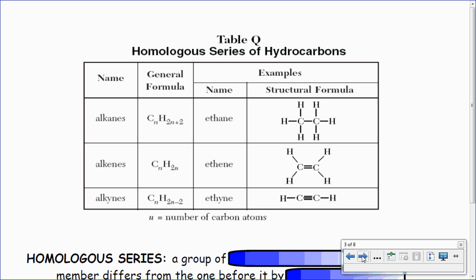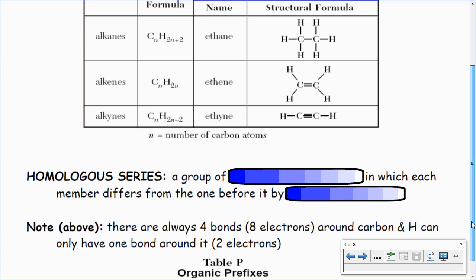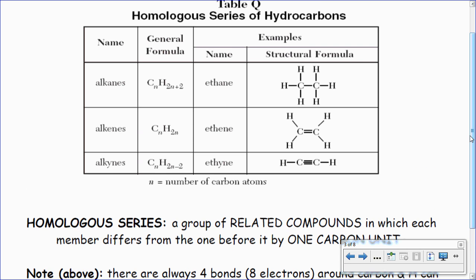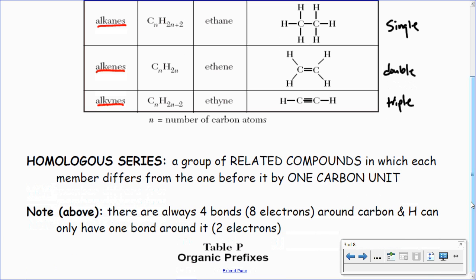But let's get into the notes, okay? Table Q is a homologous series. A homologous series is a group of related compounds in which each member differs from the one before it by one carbon unit. As you can see here, the homologous series covers alkanes, alkenes, and alkynes. The similarity is that they have single, double, and triple carbon-carbon bonds. And that's the main focus for this particular lecture.